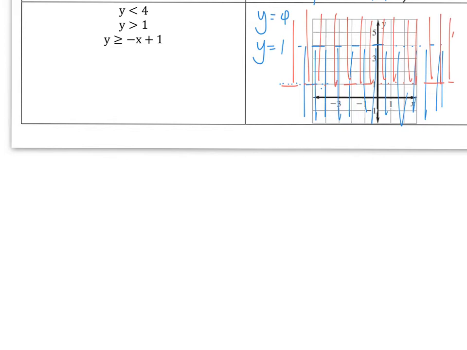And then we need to look at the last one. That's going to be y equal to -x plus 1 as your boundary line. So I'm going to use the slope-intercept form to graph. My y-intercept is at 1, and I'm going to shift down 1 unit and 1 unit to the right. And then since it's a greater than or equal sign, I need to make a dashed line.